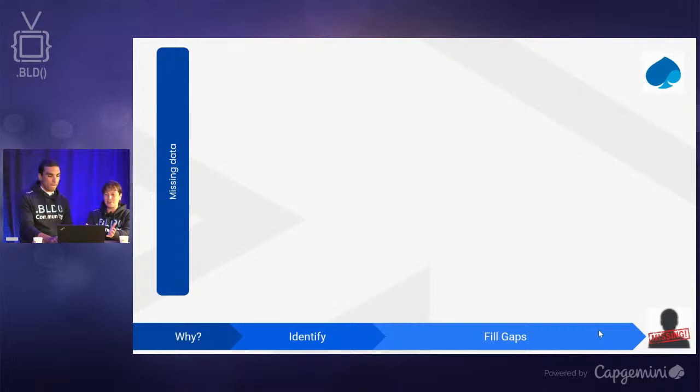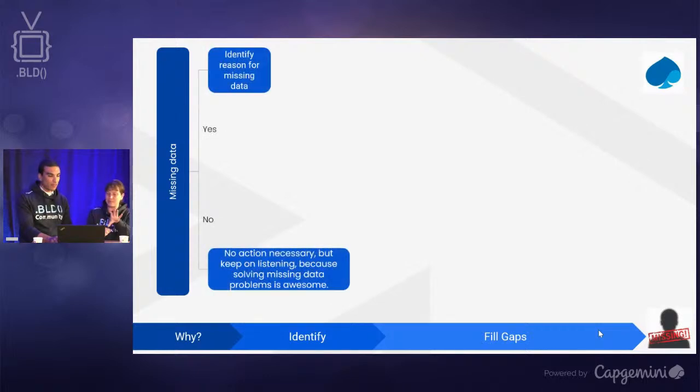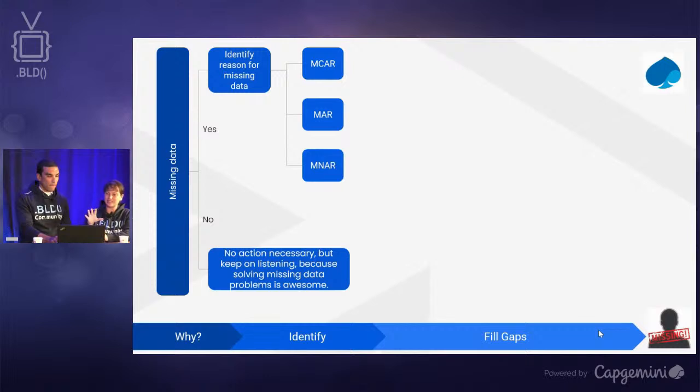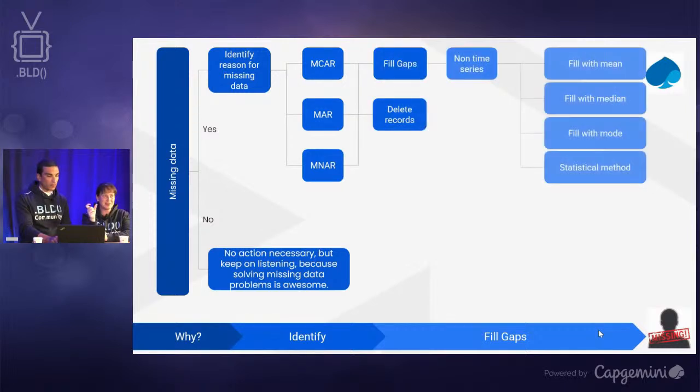So now that we've covered everything, let's quickly go through the roadmap again. So we've done the whys. Then we identify the reasons for missing data. So we'll be looking at missing completely at random, missing at random, and missing not at random. Then after that, we looked at either you can fill the gaps or delete the records. Then remember, we've got time series and non-time series. So firstly, looking at non-time series, fill with the mean, median, or mode. That's for missing completely at random.